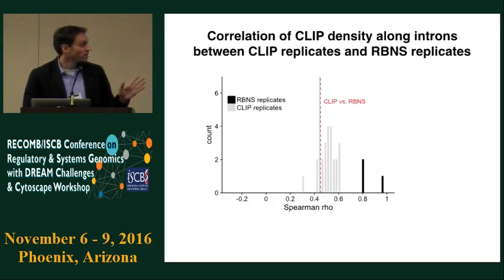This is just showing the data about these correlations. So correlations of CLIP replicates here, correlations of RBNS replicates here, and here's the CLIP versus RBNS. So it's about as good as we could have hoped to do.